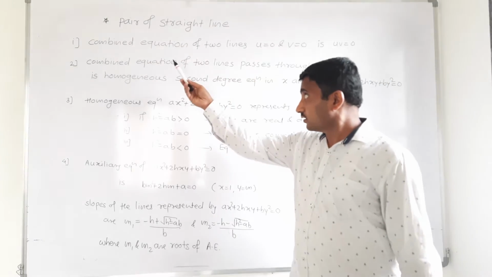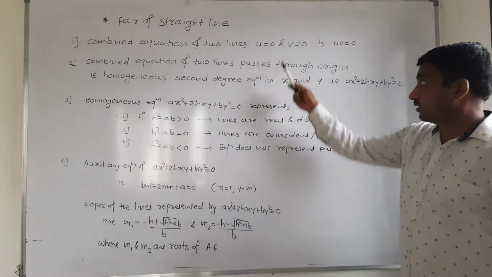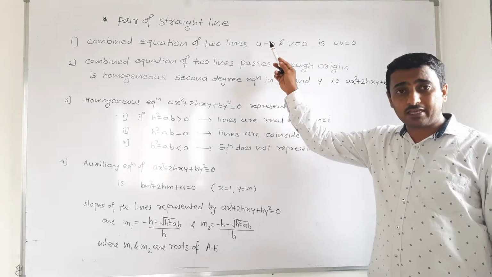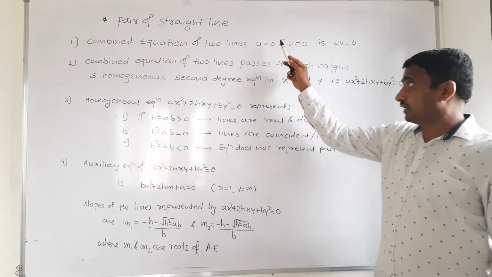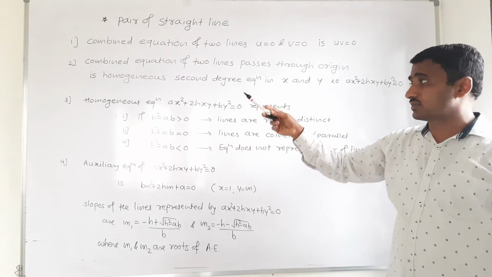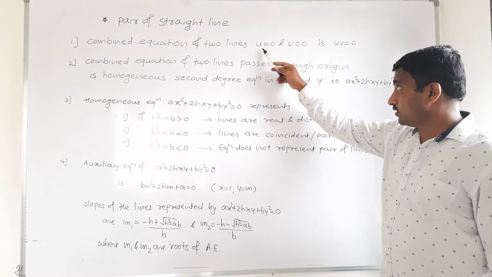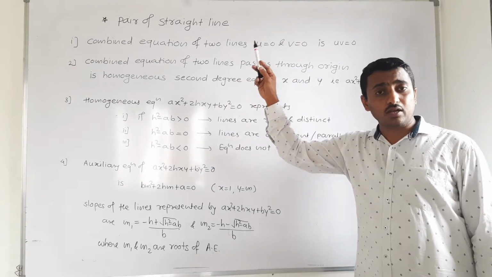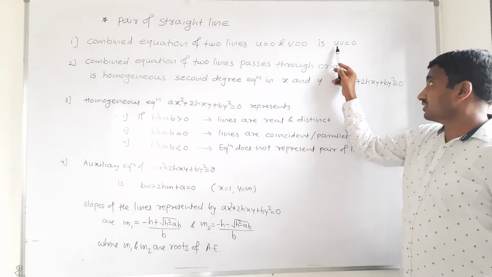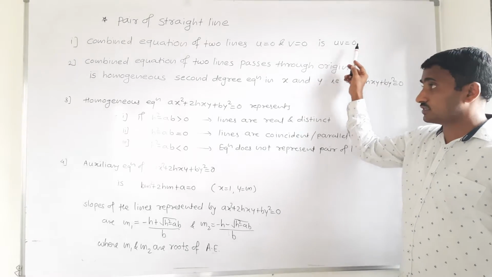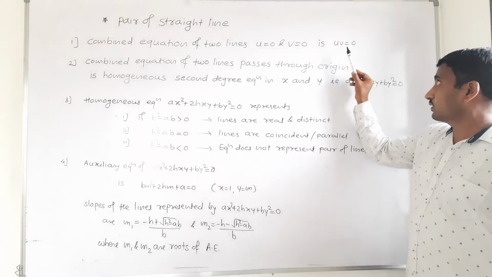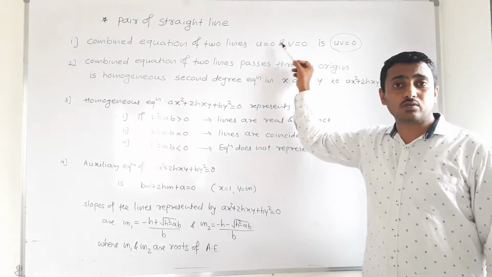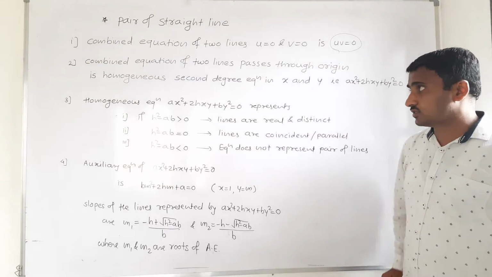Pair of straight lines. Now combine equation of two lines, u is equal to 0, v is equal to 0. These are two lines of the type ax plus by plus c is equal to 0, that do not pass through the origin. Then the equations of the two lines are u is equal to 0 and v is equal to 0. Its combined equation or joint equation is just taking the product uv is equal to 0. If this is the joint or combined equation, then its separate equations are u is equal to 0 and v is equal to 0.